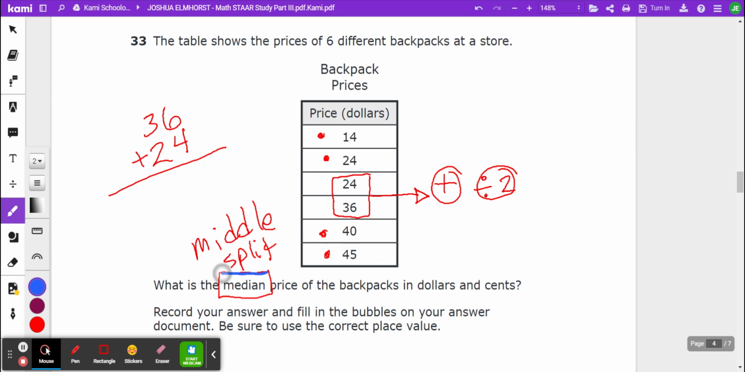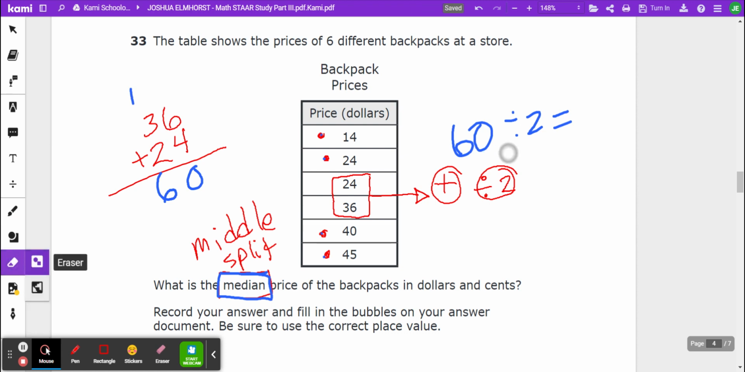Okay, so here we're looking for the median. What is the median price? The median's the middle. Well, left, right, middle, top down. So you're going to add these two numbers. So we add, and then we get 60 divided by 2 is going to give you the median.